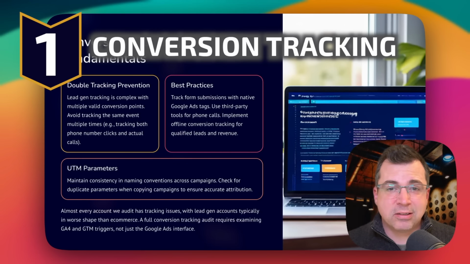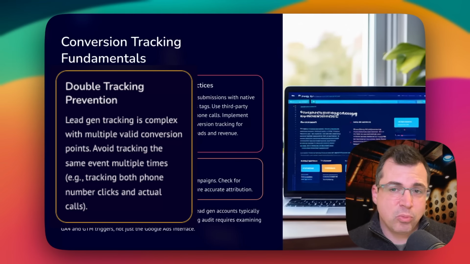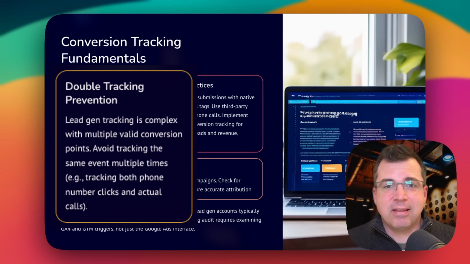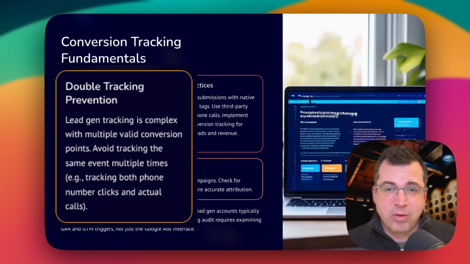And here are the most common issues and their solution. Tracking is a bit more complex for lead gen PPC accounts compared to e-commerce. For e-commerce, you usually have one conversion, purchase, and it's easy to determine if you have double tracking or not. For a lead gen account, it's totally normal to have 2-3 primary conversions like form submission, phone call. Moreover, if you use offline conversion tracking, you have even more conversions and all can be totally valid.